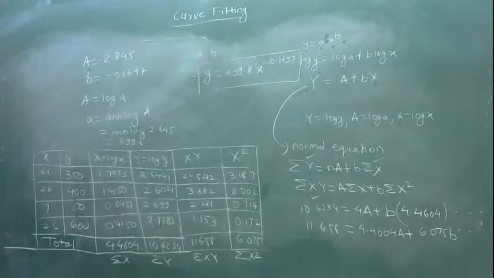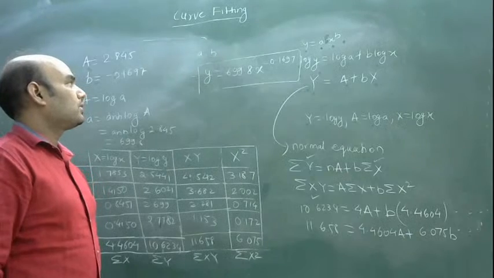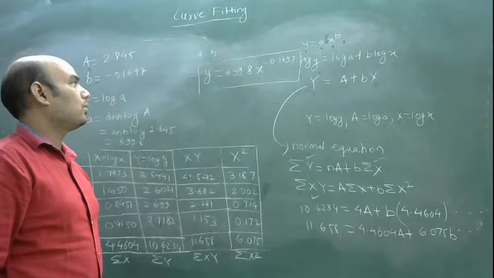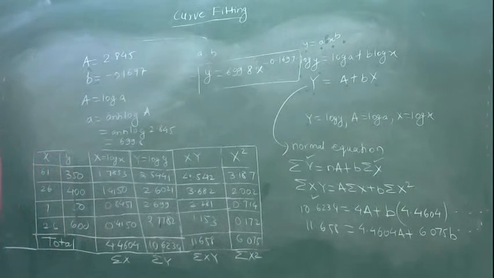So in this way, we find the curve y is equal to 699.8 x to the power minus 1.697. Okay, so this is all about curve fitting. In the next class, we will see some more expressions, some more curves, and we will find their best fit.